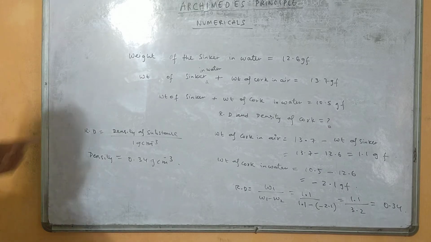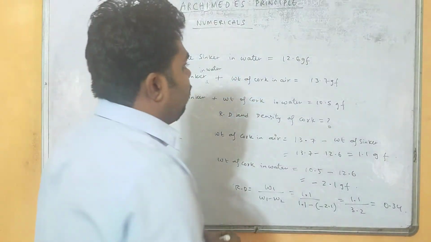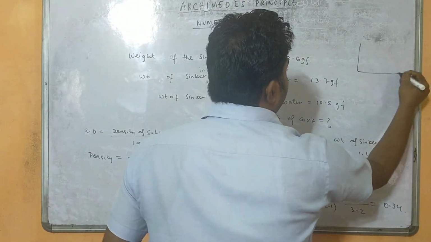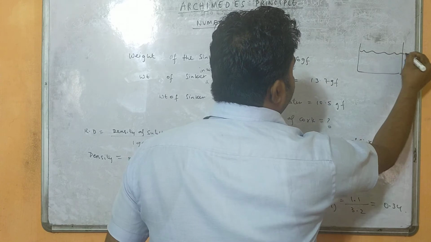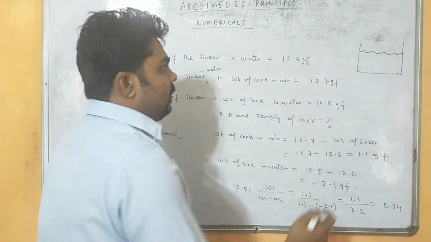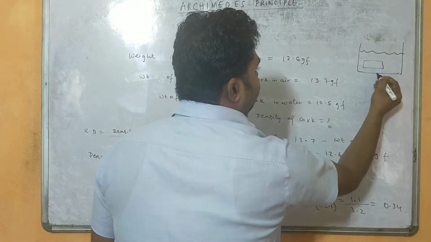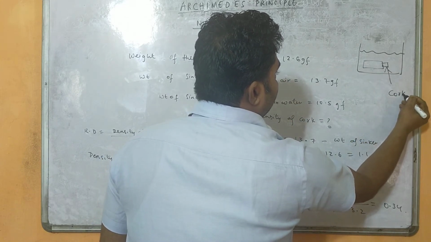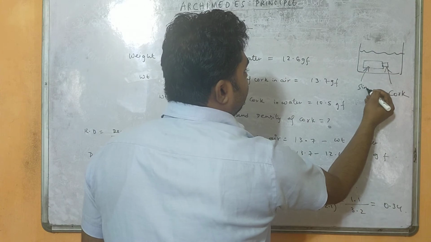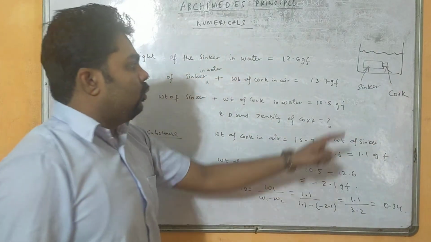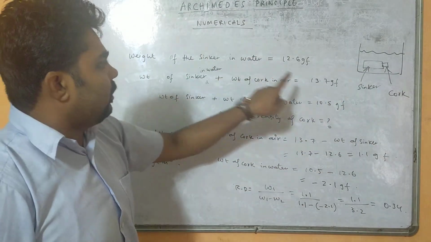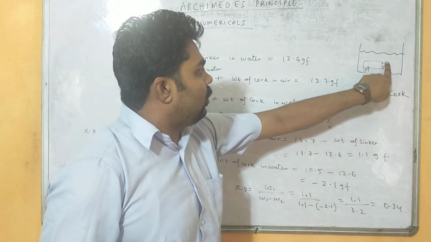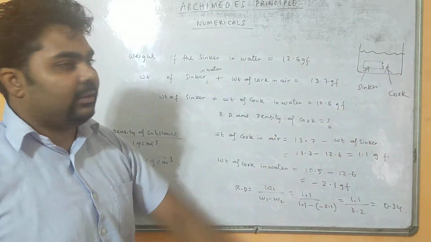So weight of sinker in water, that is 12.6 gram of force. Let us consider this one vessel and this is containing water. So sinker, let us consider it is a bottle and its cap is called cork, right? This is sinker. So weight of sinker in water, only the sinker except the cork, that weight is 12.6 gram of force.